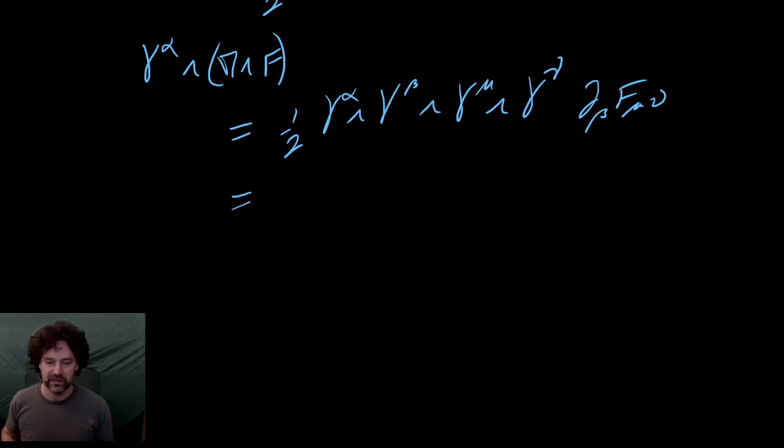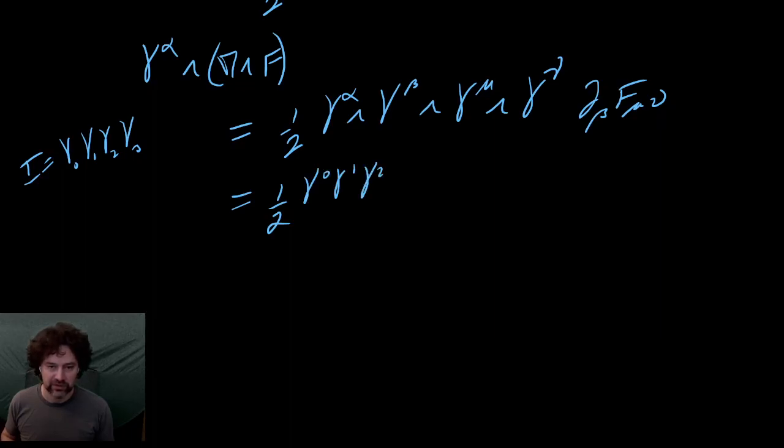But if we look at it specifically, this is always going to be plus or minus the pseudoscalar. So we have I is gamma 0 wedge gamma 1 wedge gamma 2 wedge gamma 3, or just the products of those since they're all perpendicular. And we can rewrite this as gamma 0 gamma 1 gamma 2 gamma 3, provided that it is scaled by plus or minus.